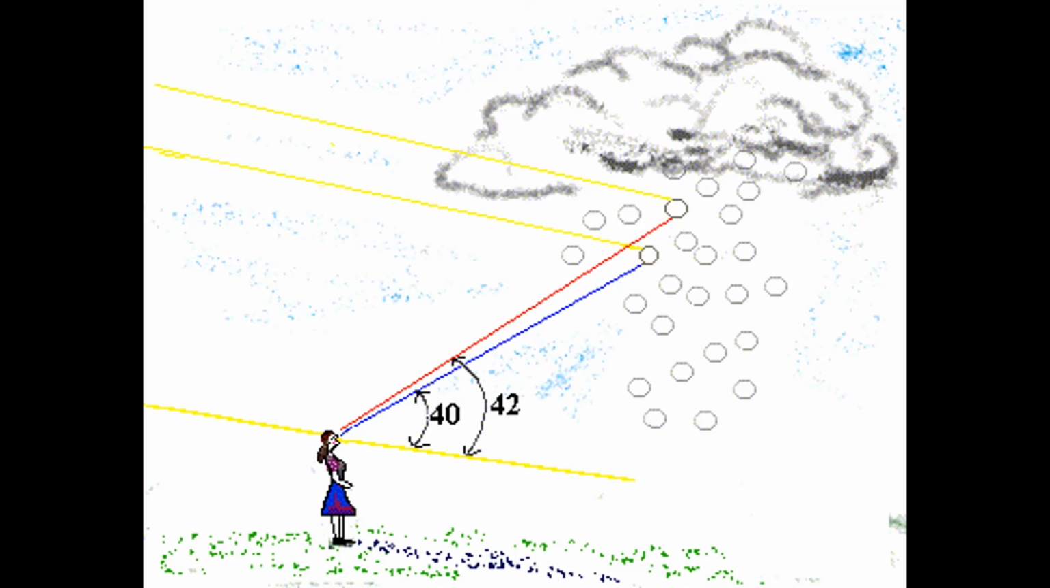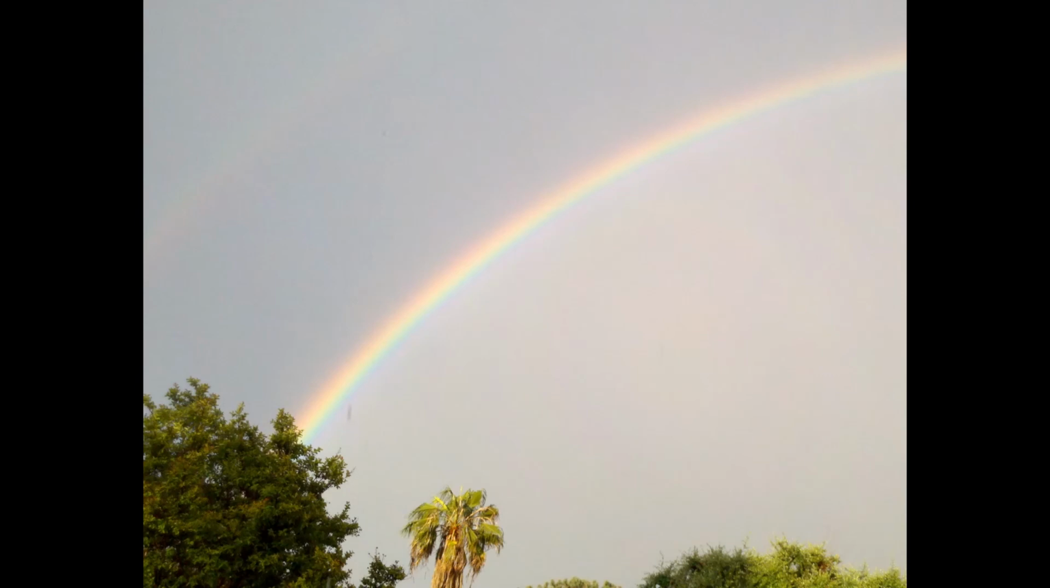So how do you see a rainbow? After the rain stops and the sun comes out, have the sun behind you. Your back is to the sun. The blue edge of the rainbow will be at 40 degrees up, and the red edge will be at 42 degrees up. And you'll see a beautiful rainbow. And who doesn't like to see a rainbow?